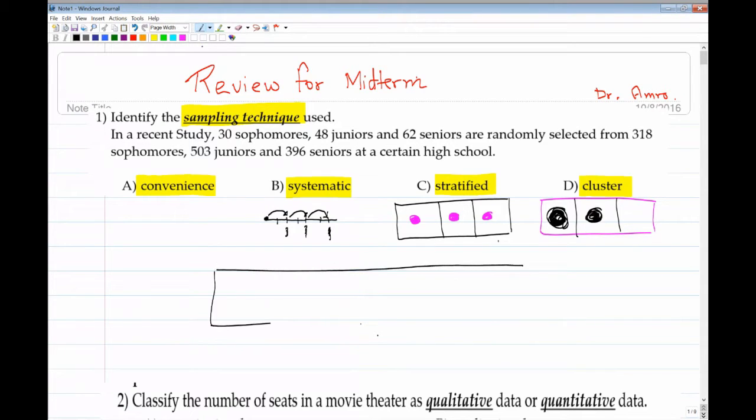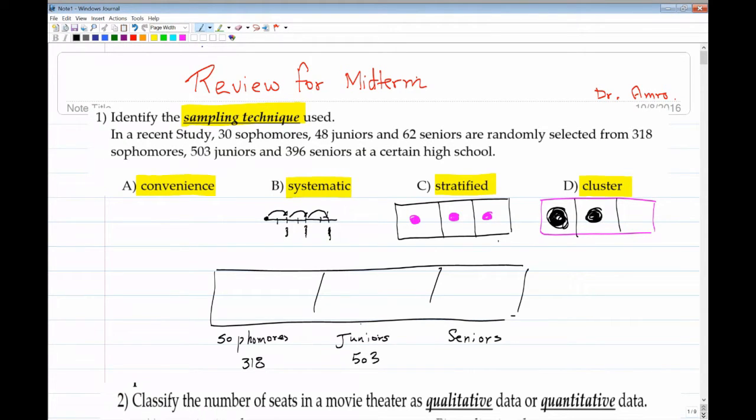Now, when we look at the question given to us, we have a high school divided into 3 areas: sophomore students, then junior, and then senior. The total number right here is 18, junior was 503, and senior was 396. What happened later on, you select 30 from here, 48 from here, and then 62 from here. So you end up selecting out of each group, therefore this will be stratified.